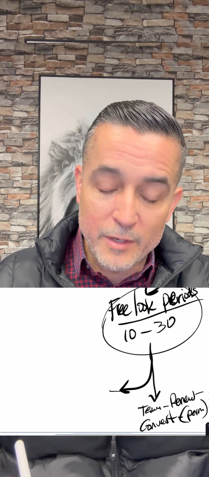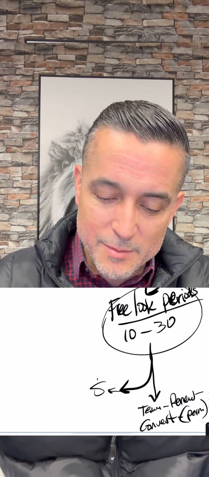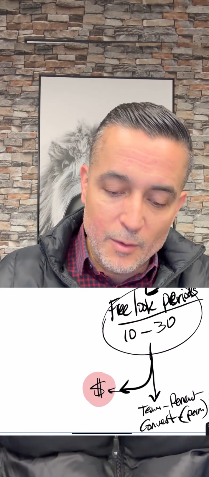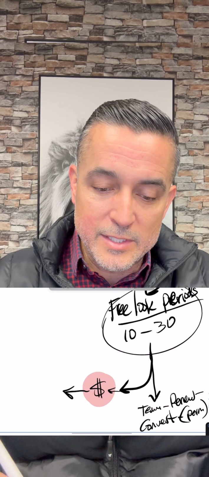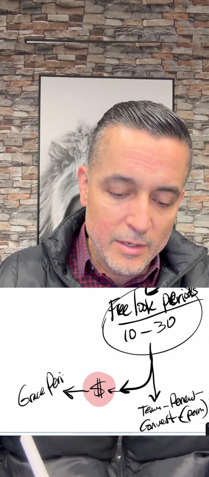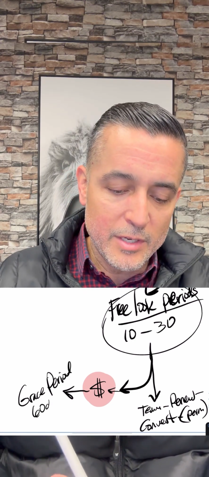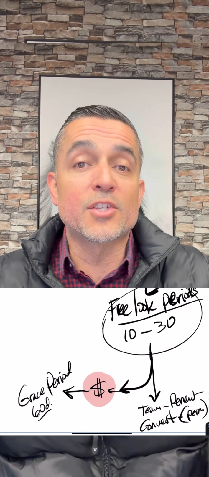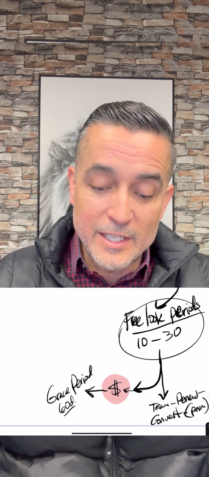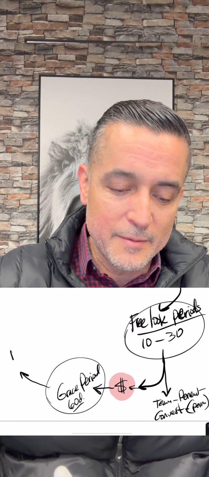Or what if the client misses a payment? If the client misses a payment, so money's missing, I'm going to put money in red for money missing. Then it starts what's called a grace period. In the grace period, there's a 60-day grace period where the client could still catch up with his premiums without the policy lapsing. If he doesn't make the premium payments, then the policy goes to lapsed.